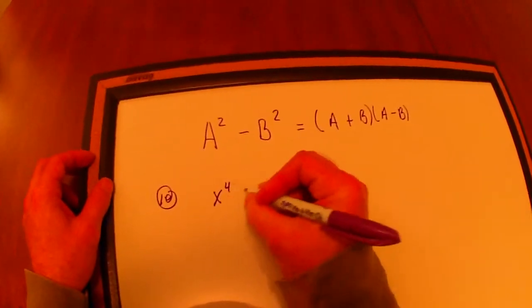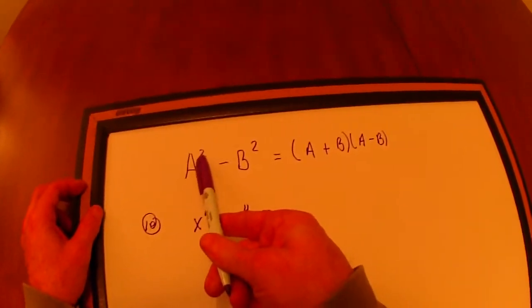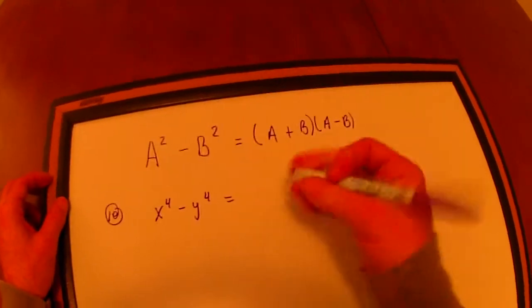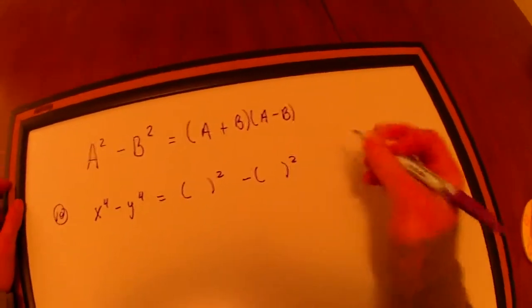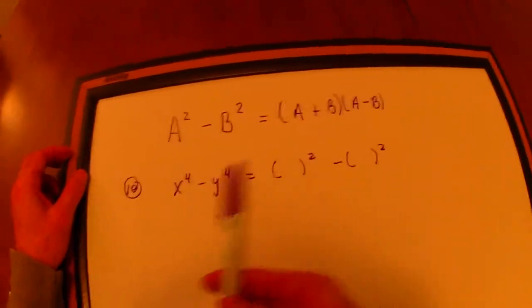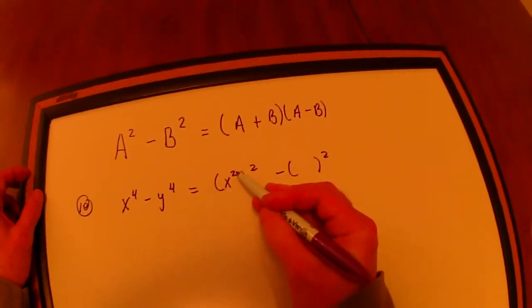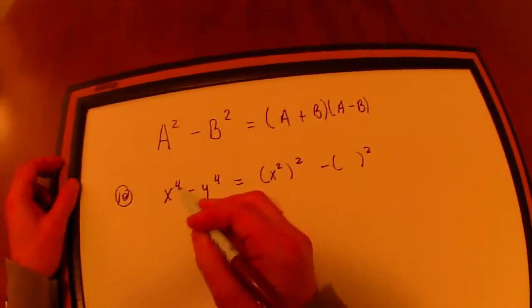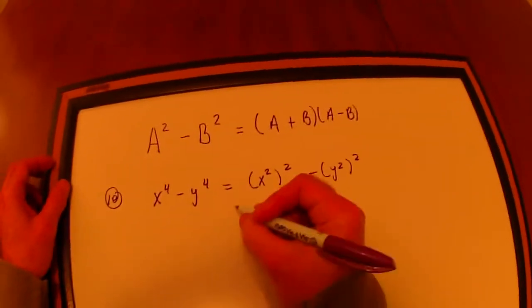x to the fourth minus y to the fourth. First thing I'm going to do is make it fit the formula. So the squared minus the squared. Ask yourself, what would you square to get x to the fourth? And the answer is x squared, because when you square a power you multiply, and that's 4. Likewise, you'll get y squared, squared for y to the fourth.